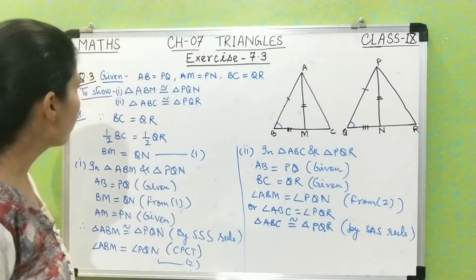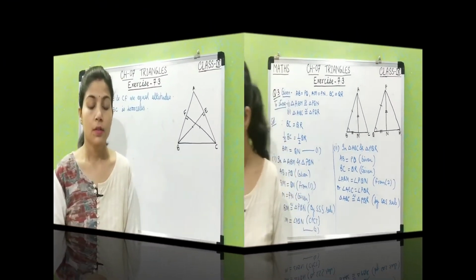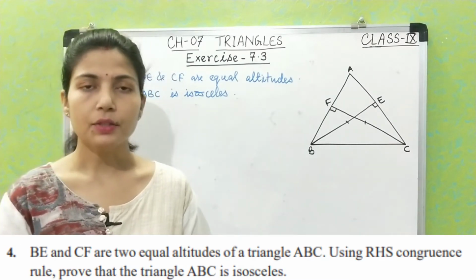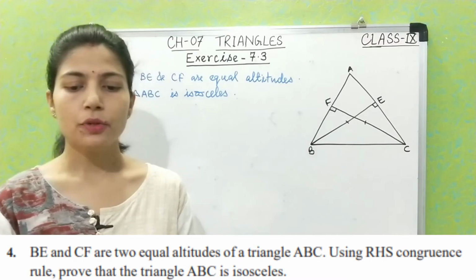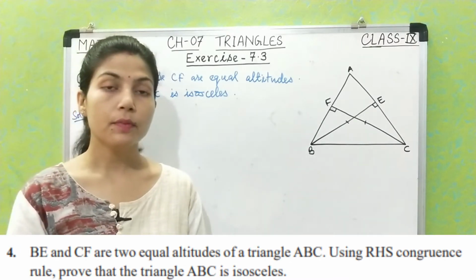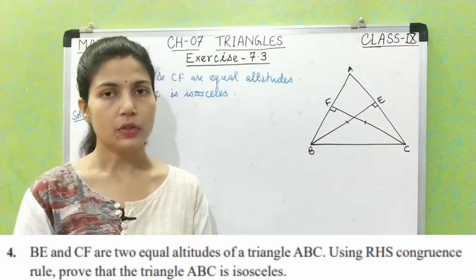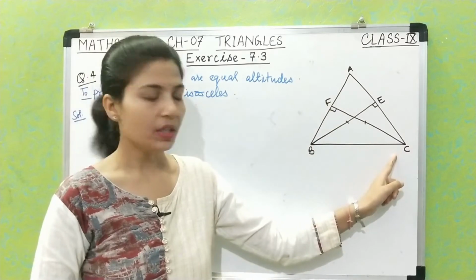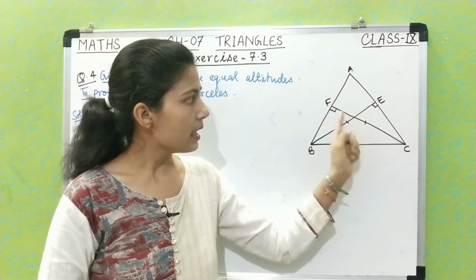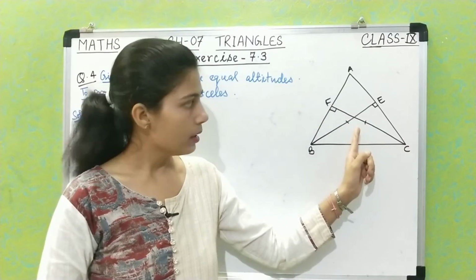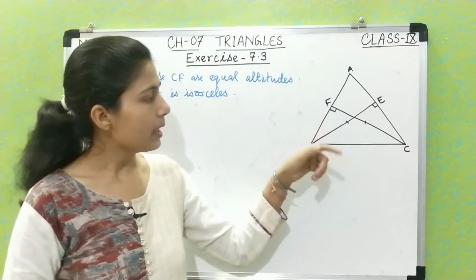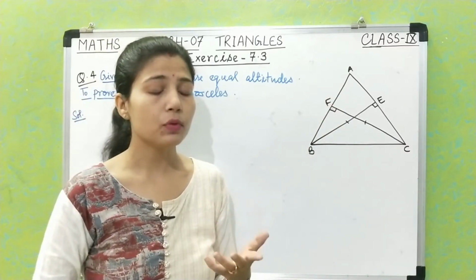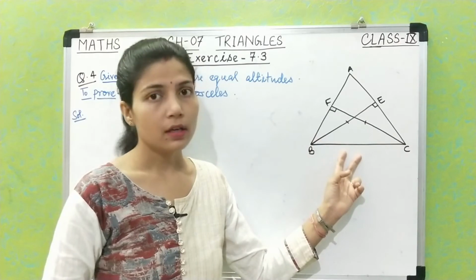Okay, so this was your question number 3. Now come to question number 4. So question number 4 is: BE and CF are two equal altitudes of a triangle ABC. Using RHS congruency rule, prove that the triangle ABC is isosceles. Okay, so here we have triangle ABC in which BE and CF are the equal altitudes. Now we have to prove that this triangle ABC is an isosceles triangle. Means here we have to show two sides of it as equal sides.